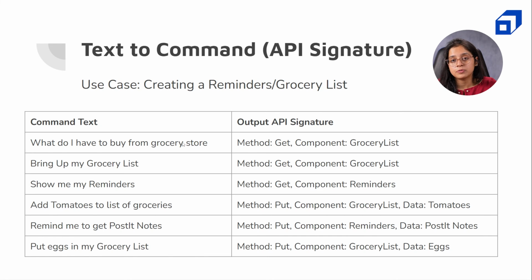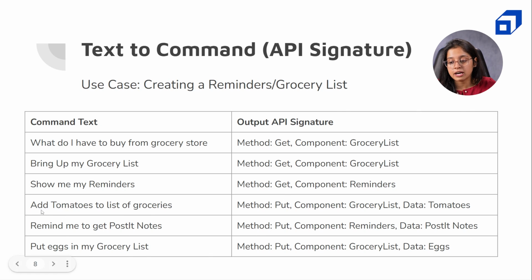So let's see here. What do I have to buy from the grocery store? Whenever a user asks something like this, it basically needs to read the grocery list, to understand what I might have added in the past. So I'm converting it to the method get, and the component becomes grocery list. Now let's say I'm saying show me my reminders. Here, show me is the action or the method, which is get, and reminders is the component that the API signature wants to call. So the API signature becomes method get and the component as reminders.